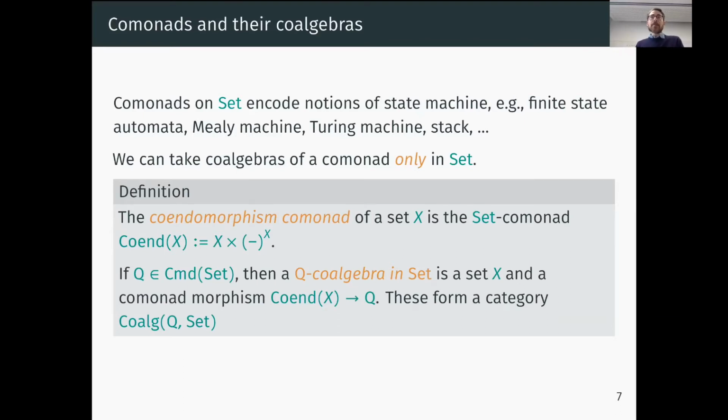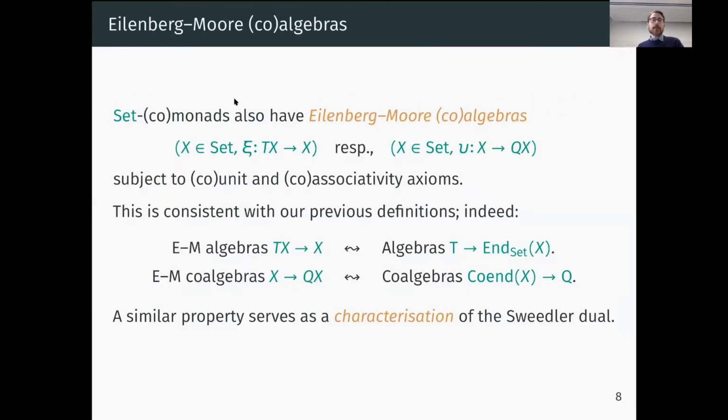So we've got monads and their algebras, monads and their coalgebras, and comonads and their coalgebras. Okay, but when we talk about monads and comonads, we also have what's perhaps a more familiar notion of algebra or coalgebra, namely the Eilenberg-Moore algebras and coalgebras. So if I've got a monad T on Set, then normally when I talk about an algebra, I mean a set X with a map from TX into X satisfying some axioms. Similarly, when I've got a comonad Q on Set, a coalgebra would normally mean a set X and a map from X into QX satisfying some axioms.